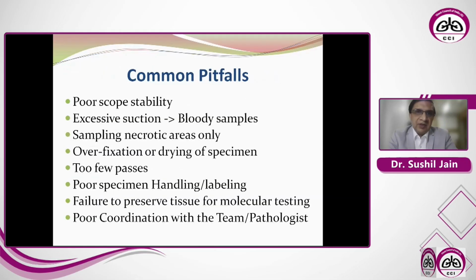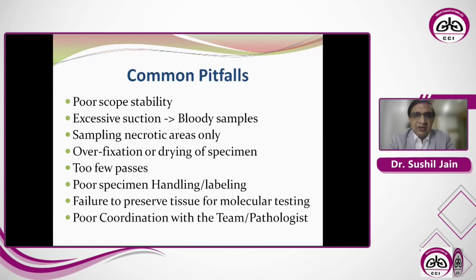Coming to common pitfalls. Now, there are certain common pitfalls which happen during the practice of EBUS TBNA. This includes poor scope stability, and excessive suction leading to bloody sampling. Sampling necrotic areas only: in the initial days, sometimes you may not be able to identify where the necrotic areas are, and you may end up taking samples only from necrotic areas, and that can lead to a poor outcome.